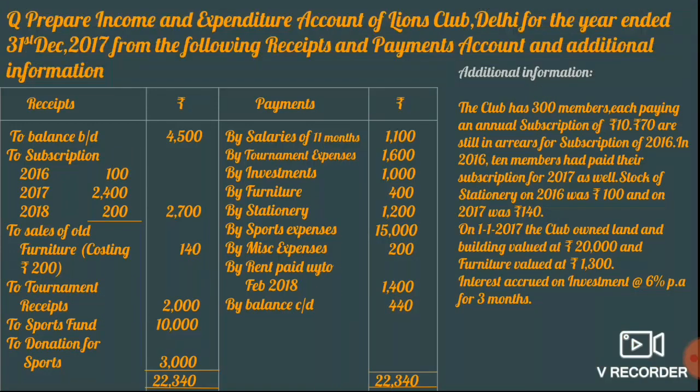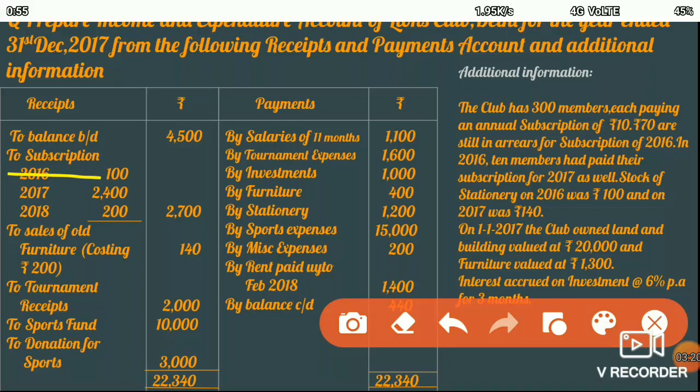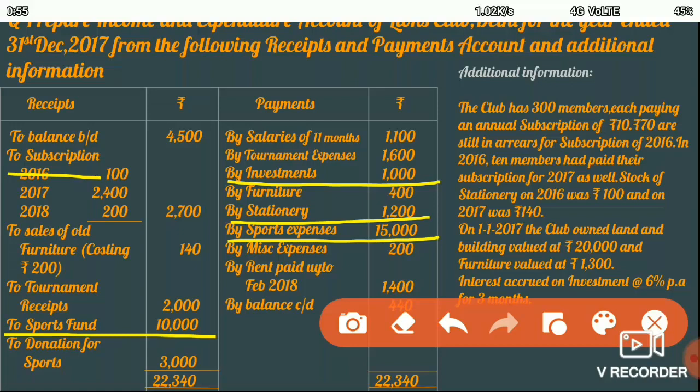So let me separate the items which require adjustments. From the additional information, we can see that subscription will require adjustment. Then we can see stationery will require adjustment. Then we can also see that we have to calculate interest on investment. Then we have to make adjustments related to sports expenses, as there is a fund related to sports and donation for sports also is there. Then we have to adjust salaries, we have to adjust rent. So these are the items which will require adjustments.